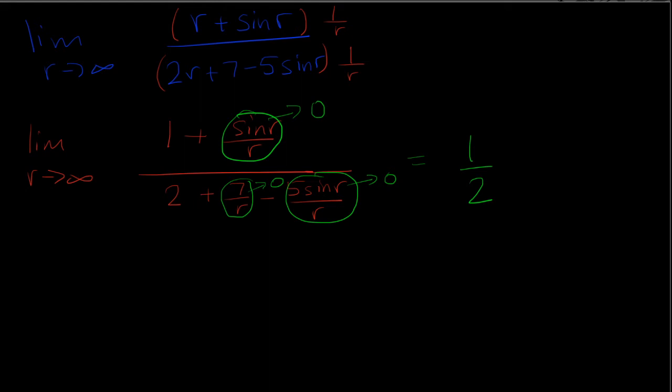Okay, let's try another one. Now, we're not going to be looking at sine and cosine, but let's look at just polynomials. So if I have the limit as x approaches infinity of 2x plus 3 over 5x plus 7, there's an easy way to do this, and then there's a longer way.